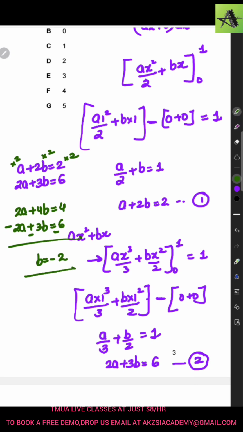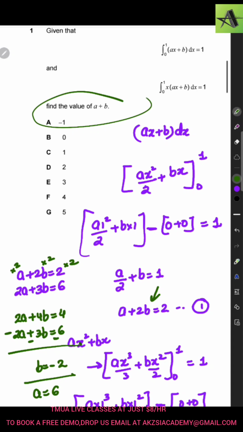And on substituting the value of b in either of the equations, 1 or 2, I'll get a is equal to 6. So the question is to find the value of a plus b. So 6 minus 2 will give me 4. So the answer is F. Moving on to question number 2.